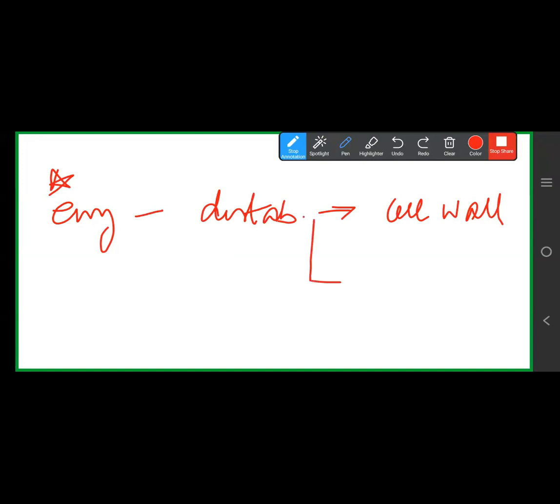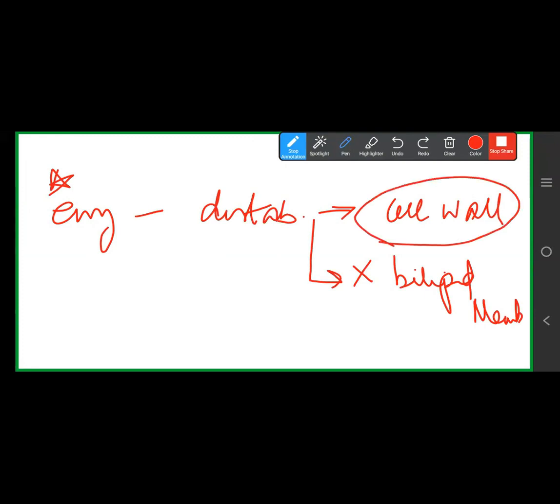But they are saying that it cannot traverse the bilipid membrane. So the question is, which organism is going to be affected by this kind of drug? Here the scenario is that only the bacterial cell wall can be destabilized. That happens only in gram positive bacteria, for example Staphylococcus aureus.